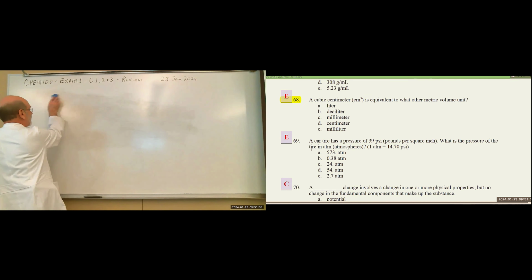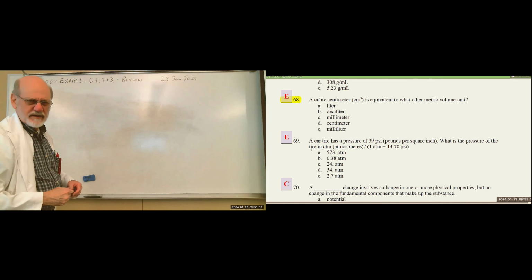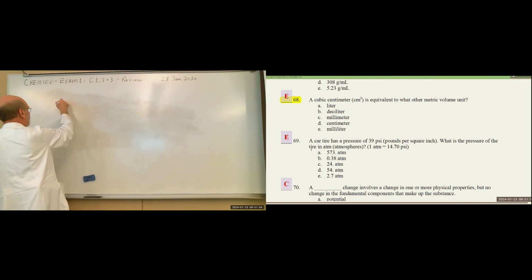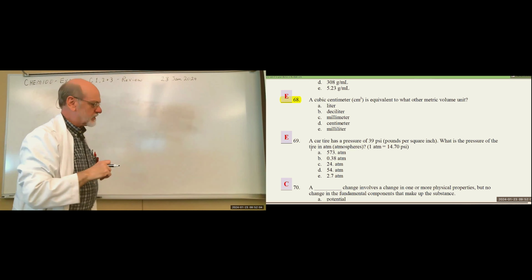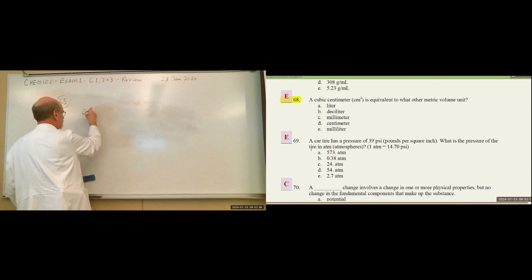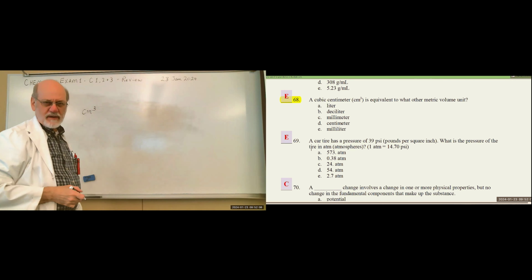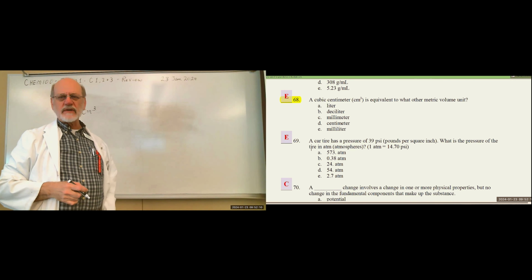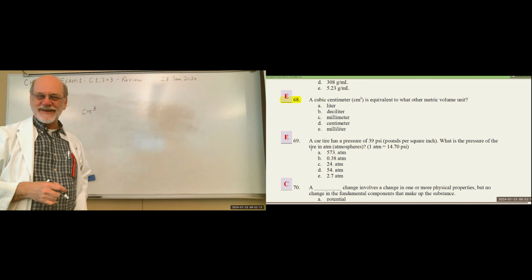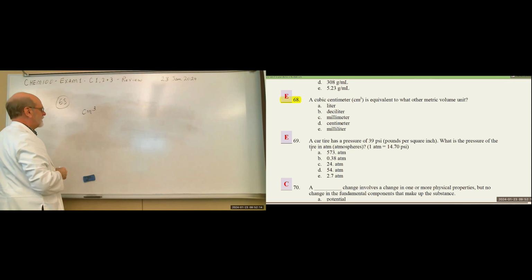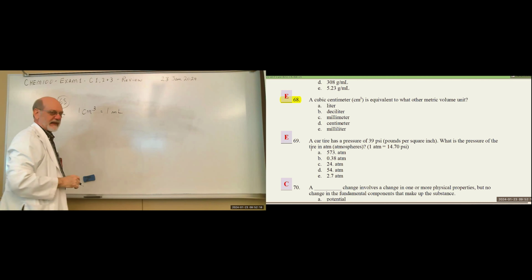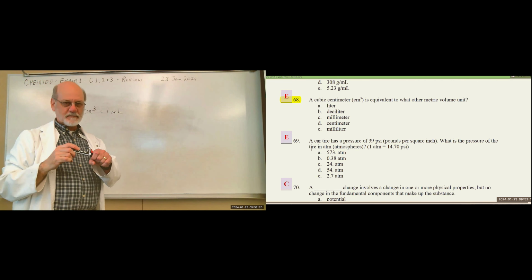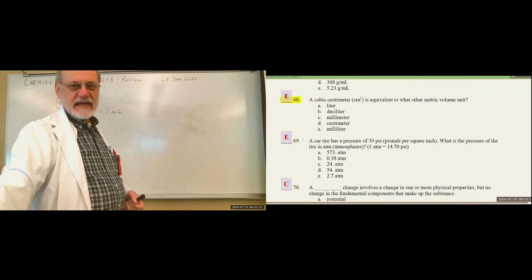Okay. Let's see what we got here. 68. A cubic centimeter is equivalent to what other metric volume unit? Oh, this is a test of your memory. That is equal to 1 milliliter. So the answer is E.